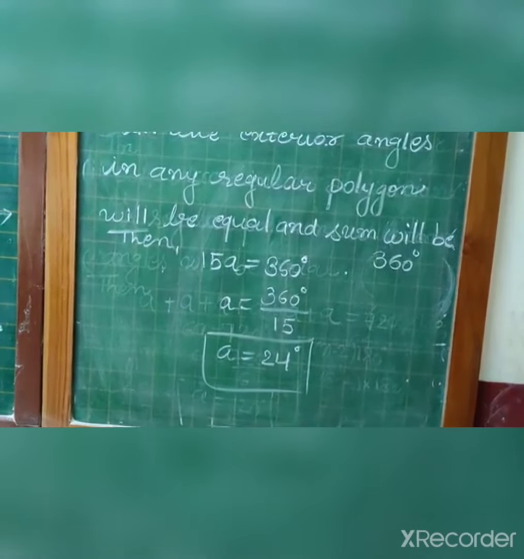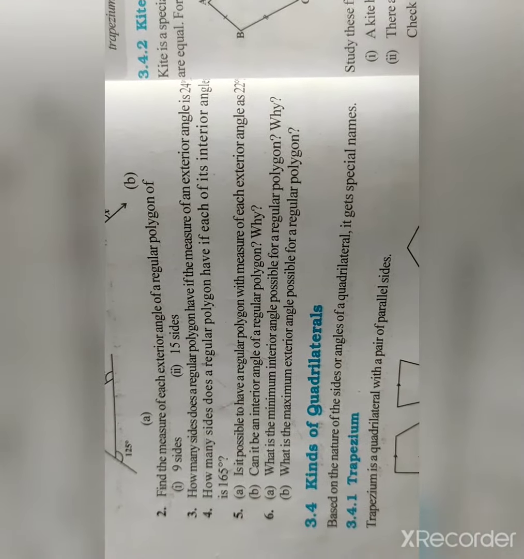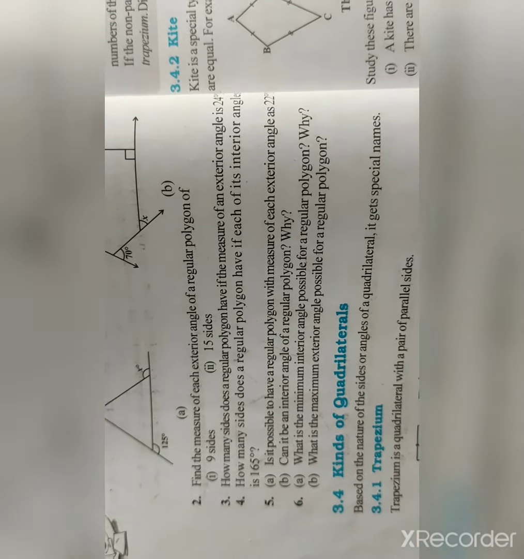Okay. Now see the third question: how many sides does a regular polygon have if the measure of an exterior angle is 24 degrees? We know the sum of the exterior angles in any polygon is 360 degrees. We don't know the number of sides, so 24 times the number of sides, we are assuming that to be n. Here the number of sides and the number of angles will be equal because the polygon is regular.